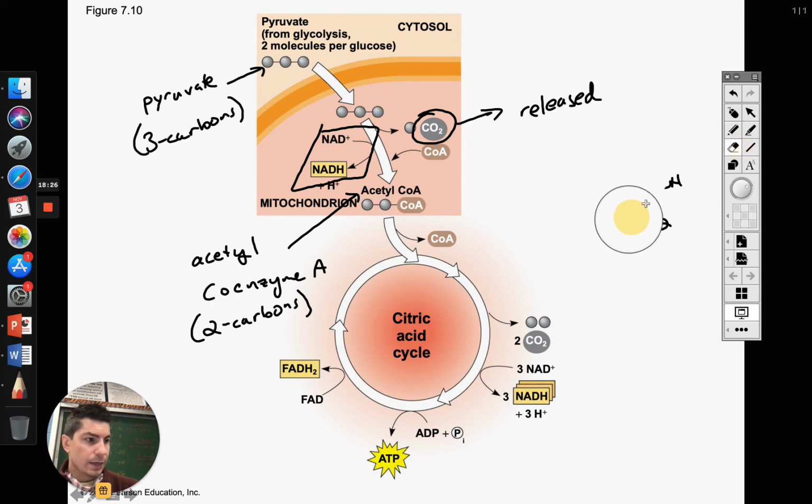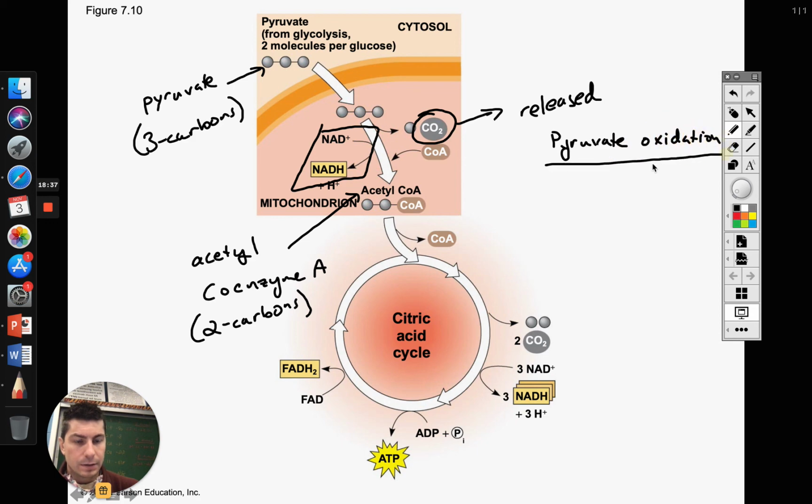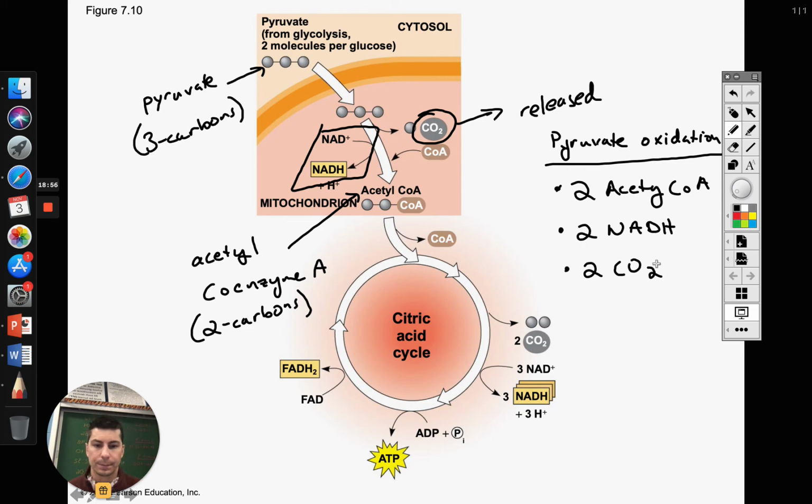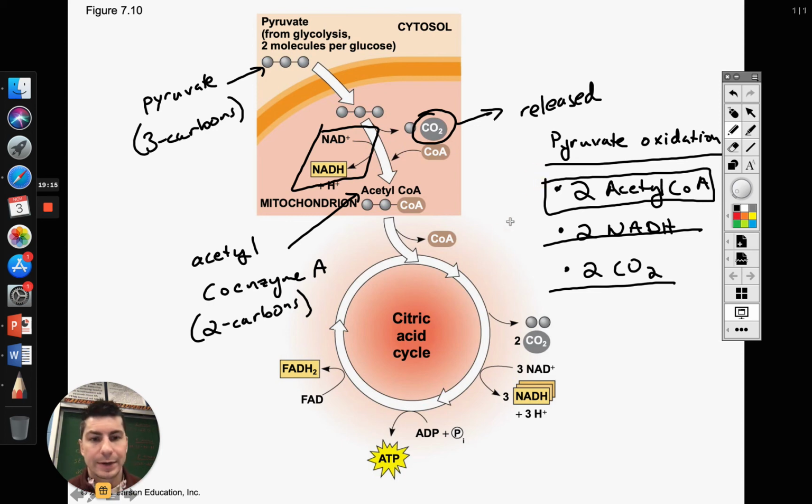But if we do our products of pyruvate oxidation, we are going to get 2 acetyl coenzyme A's, 2 NADHs, and 2 carbon dioxides from all that. So what we're going to do next is go over to the citric acid cycle, the Krebs cycle. We're not going to worry about the NADH or the CO2 because we released that. We are going to worry about the acetyl coenzyme A. That is what is going to go into our Krebs cycle.